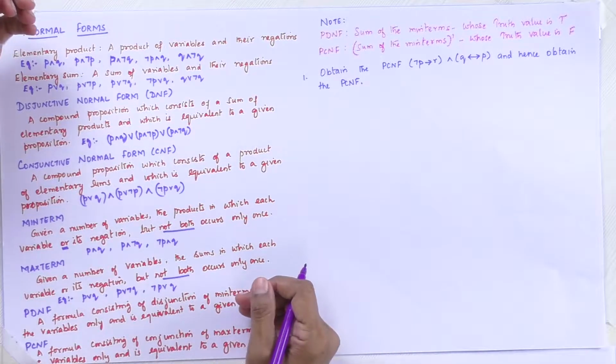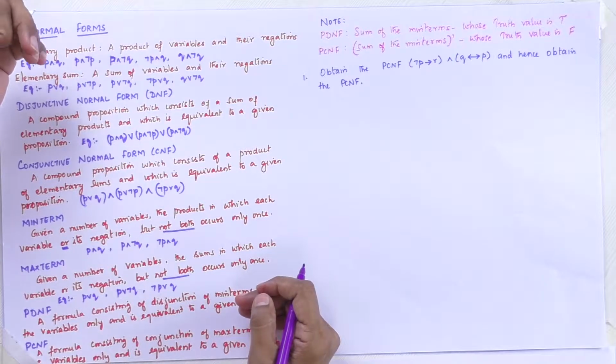By using the logical laws and implications, we will obtain either the principal disjunctive normal form for the given problem or the principal conjunctive normal form for the given problem. Right. These principal disjunctive and principal conjunctive normal forms are complementary to each other. Complementary in the sense that if you negate PDNF, you will get PCNF. If you negate PCNF, you will get PDNF. That is what I mean here.